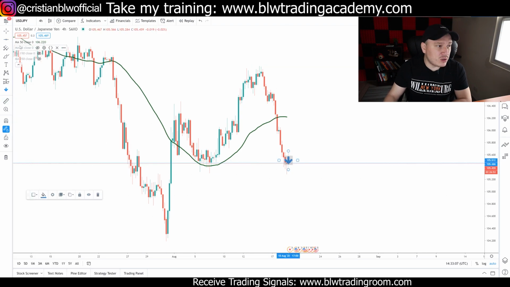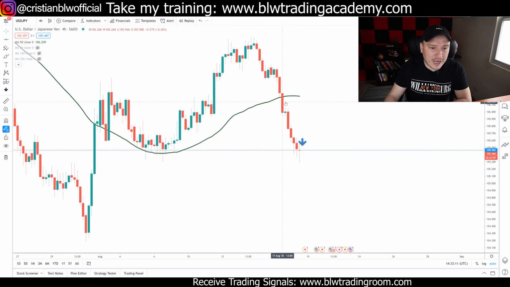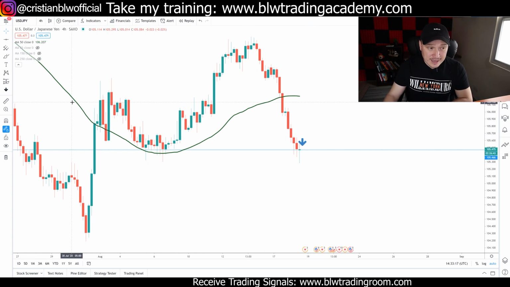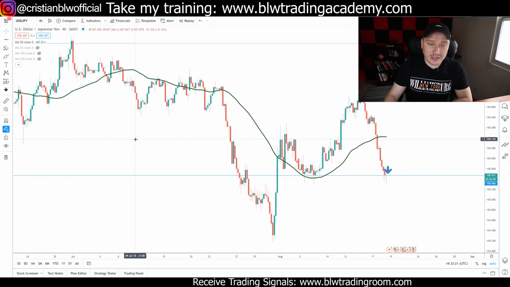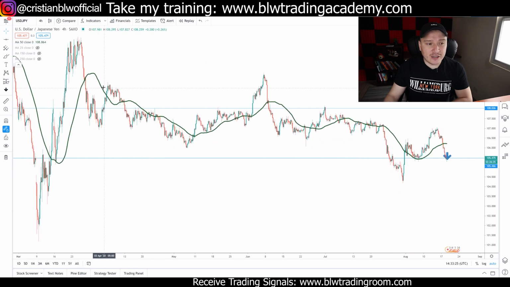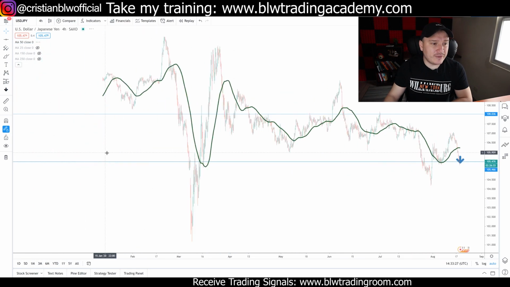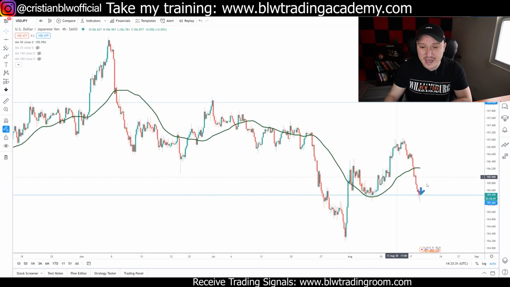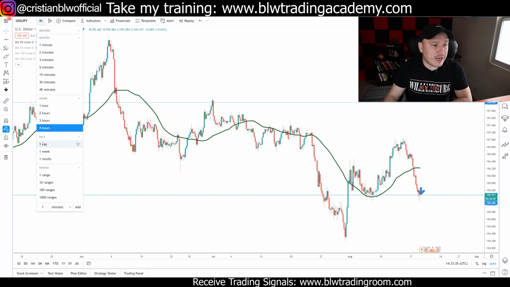So this is a good entry point. Why? Because if you notice, this is becoming a downtrend right now. Remember, when the actual moving average in the period of 50 is above, it's a downtrend. And when it's below, it's an uptrend. And we can take a look at that. This has been kind of a downtrend for a few weeks, yeah, pretty much.